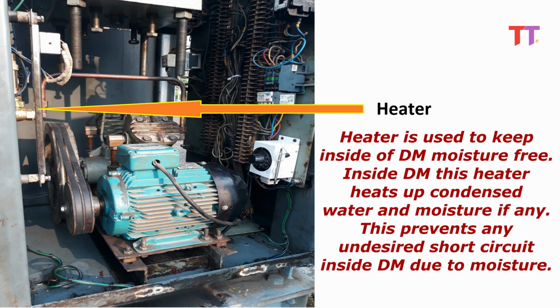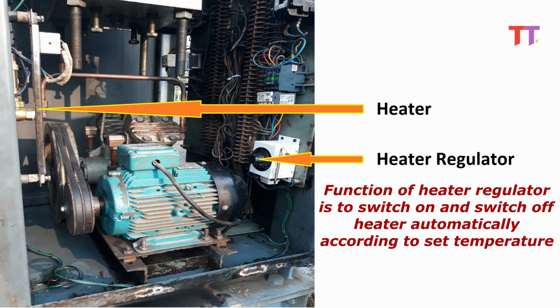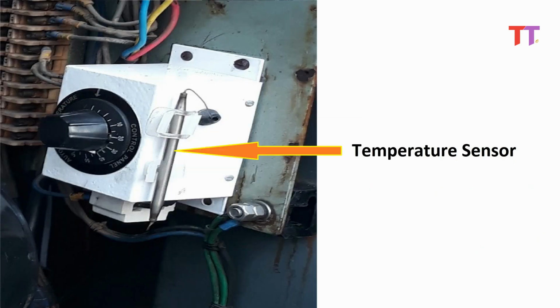Here we can see another important component, heater. Heater is used to keep inside of DM moisture free. Inside DM this heater heats up condensed water and moisture if any. This prevents any undesired short circuit inside DM due to moisture. This is heater regulator. Function of heater regulator is to switch on and switch off heater automatically according to set temperature. For this temperature sensor is fitted which is connected to regulator.